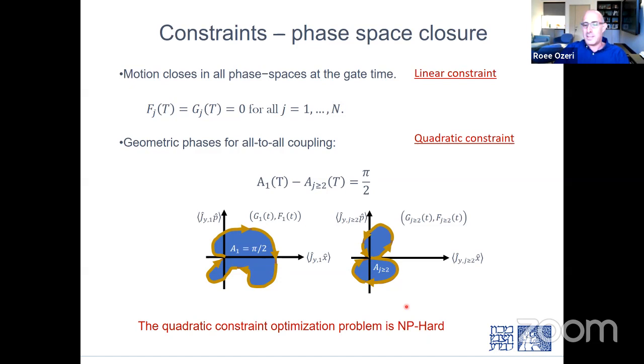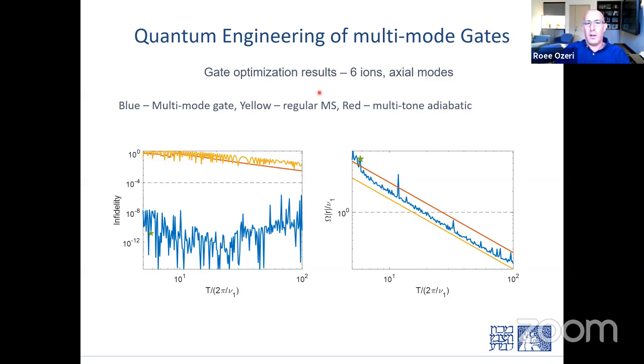The optimistic part of that is that since we're only talking about a few tens of ions, and we do not necessarily need to optimize these problems perfectly, but only approximately, this optimization is still possible. And here are a few examples. This is a solution we did in our group of finding the right multimode gate for six ions using the axial modes of the ion chain.